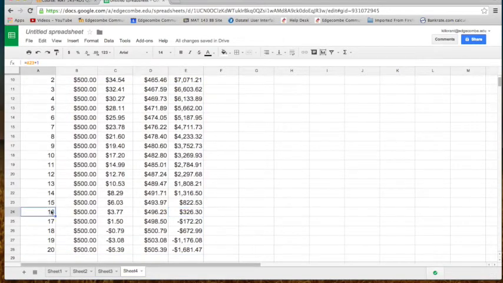So we're going to make 16 payments of $500 and then one payment of $326.30, plus the one more month of interest, $1.50. And then we'll have the loan all paid off. So I can change this number here to 326.30, and you'll see that there's $1.50 left over. So we're going to have to change that number to 327.80.